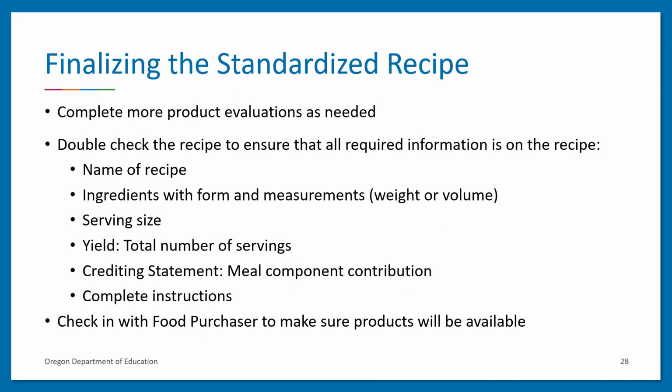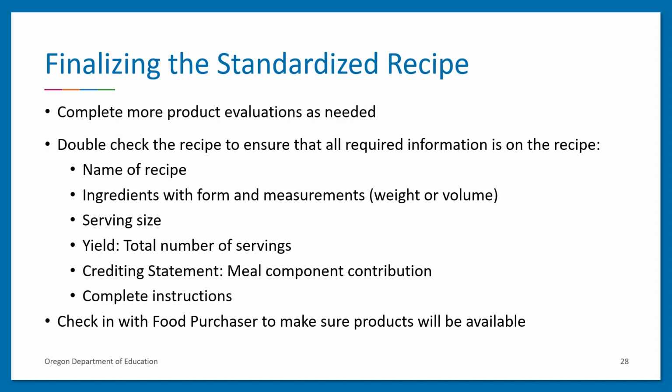Once you have completed the quantity adjustments and updated crediting, it's time to finalize the standardized recipe. You may want to complete more product evaluations, in which case you will move back to step 3 and may need to go through more quantity adjustments afterward. Or you may be ready to put that standardized recipe into your binder and put that into service. If so, always double check the recipe to ensure that you have all required information.